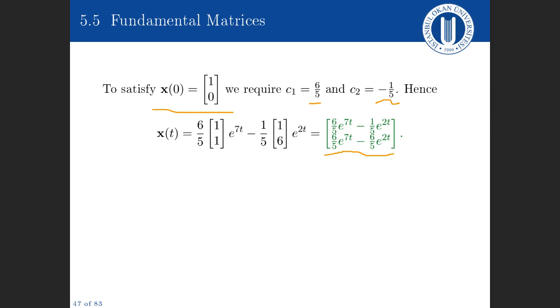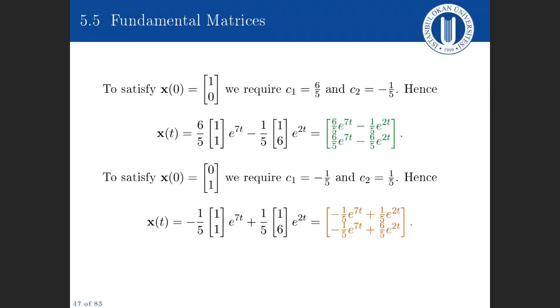And then we do the same thing, but with the initial condition (0, 1) instead. And then we find, I leave this for you to check, that the constants we want are minus 1 over 5 and 1 over 5. So we get this orange function. This is going to be the second column of our answer.